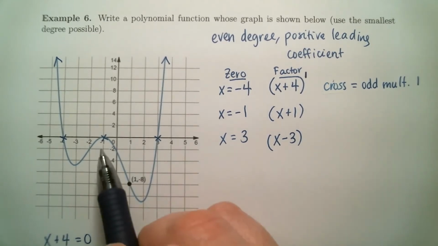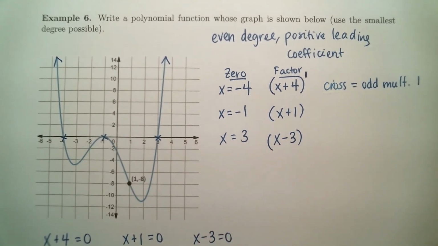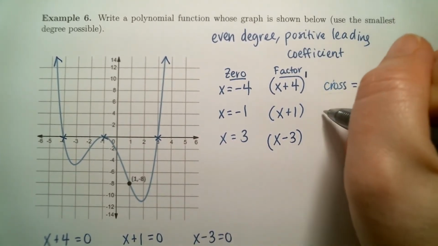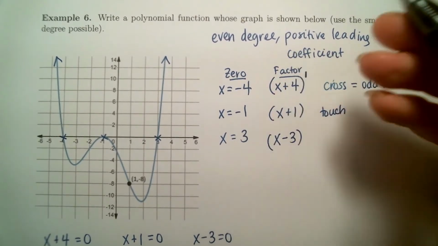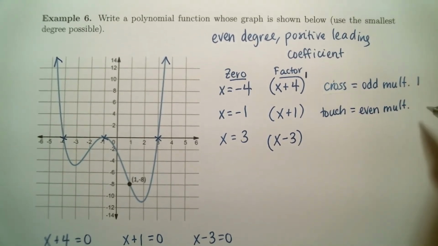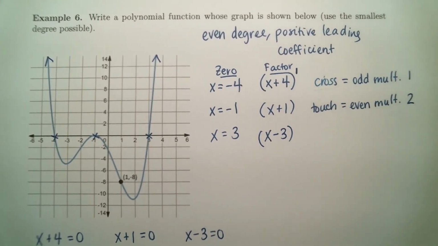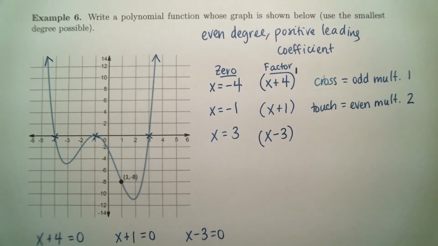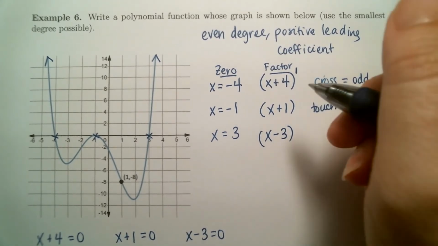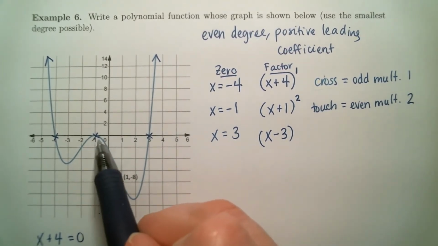All right, -1, okay? Look at the behavior at this x-intercept. The graph is touching or bouncing, okay? So that means, since you're touching, that this x-intercept or 0 has an even multiplicity. Again, you want to have an even multiplicity, but use the smallest possible to get the smallest degree possible. So we're going to put an even multiplicity on this one. We're going to use 2, the smallest one we can think of. So in your factorization, you will see x plus 1 squared, because you are touching here.